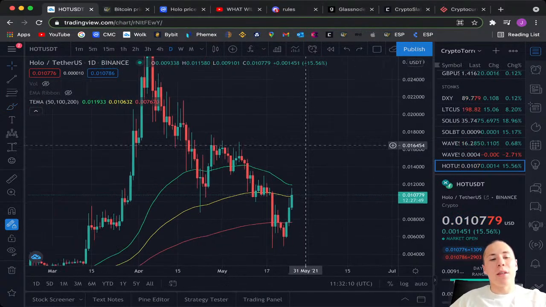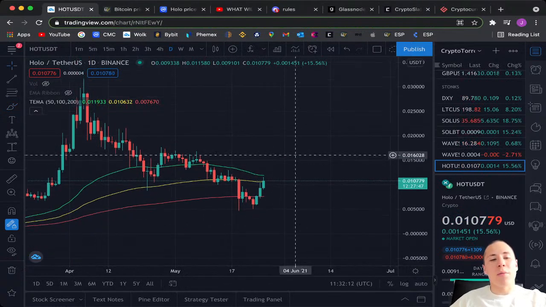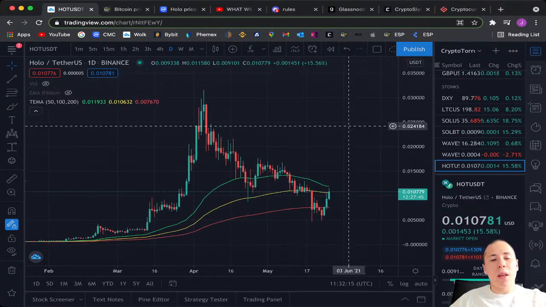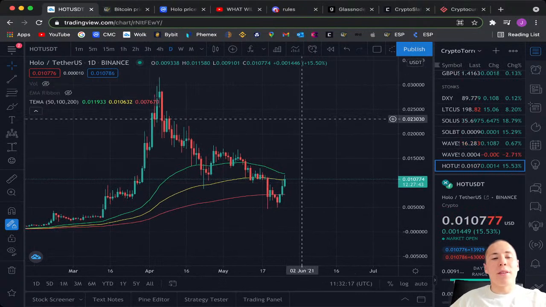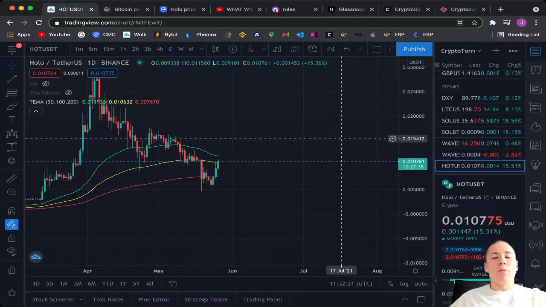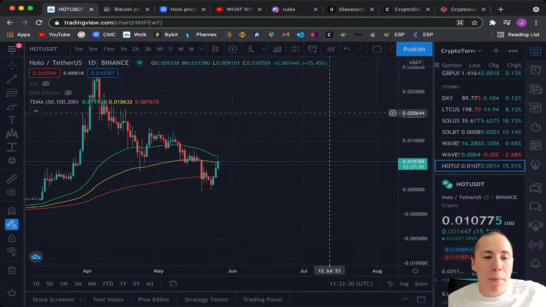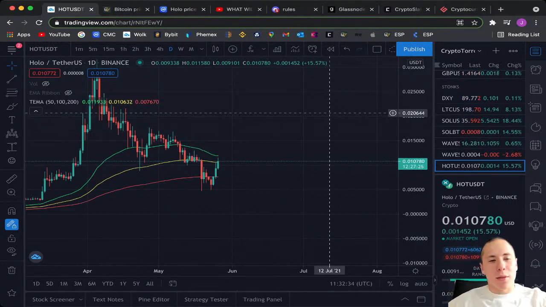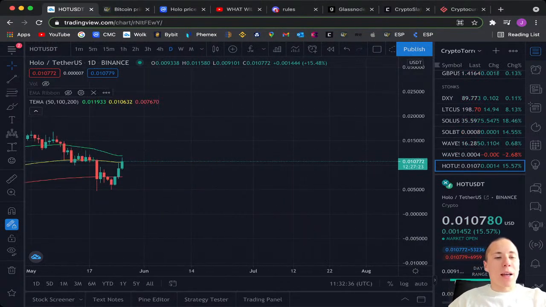I am just not a huge fan of Holo, especially because I do not know if Holo has enough fundamental value to become the next top 10 cryptocurrency in the current market. And I think there are other projects that have just way better fundamentals at this moment than what Holo does. But that's for sure just something I personally think.